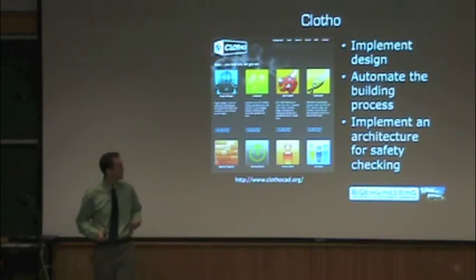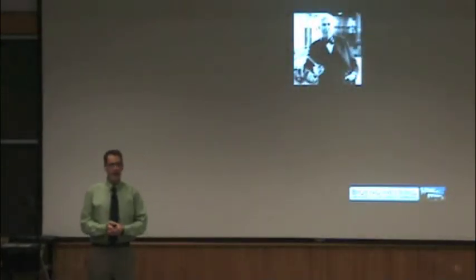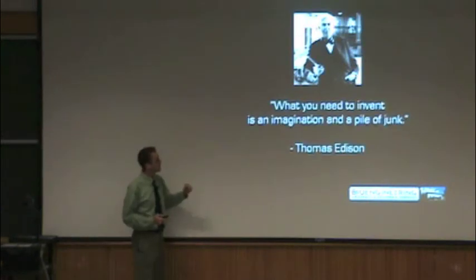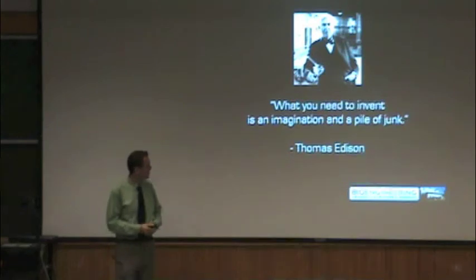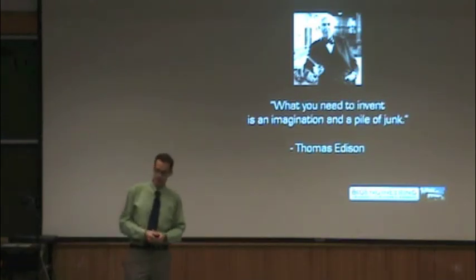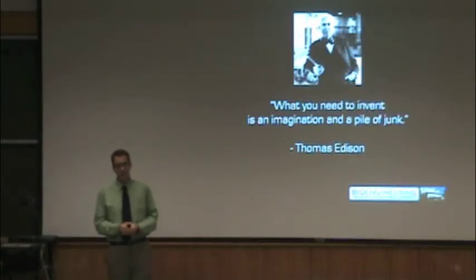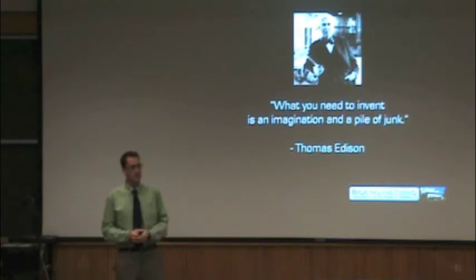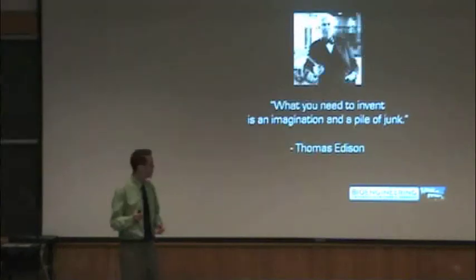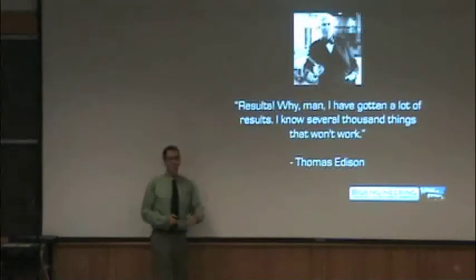Okay. So this is Edison. And Edison has a couple of quotes that I'm interested in specifically for this talk. The first one is, what you need to invent is an imagination and a pile of junk. Now that was true in Edison's time, and it's still true today. But after a certain point, the pile of junk starts looking like a pile of junk. You're going to want some sort of organization. And the Edison approach also gets you this.